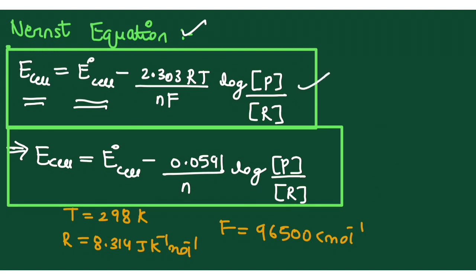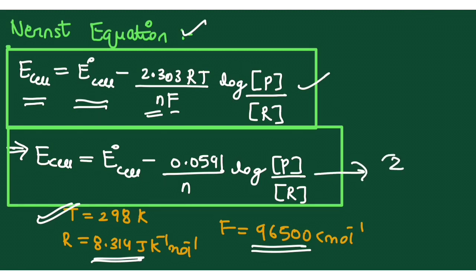Here n is the number of electrons transferred in the half cell reactions, and F is Faraday's constant, that is 96500 coulomb per mole, the charge per mole of electrons. If we are provided with room temperature, that is 298 Kelvin, and R we take as 8.314, we can get the form of the Nernst equation like this: E cell is equal to E naught cell minus 0.0591 divided by n log of product divided by reactant.